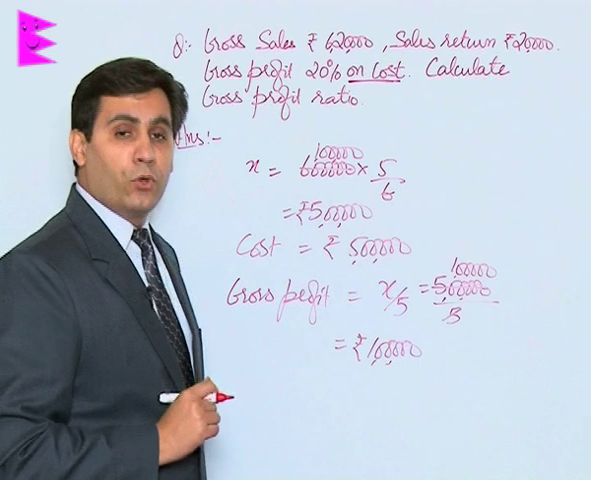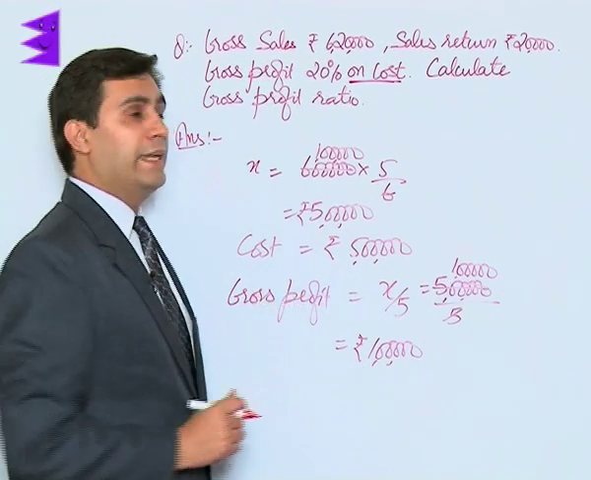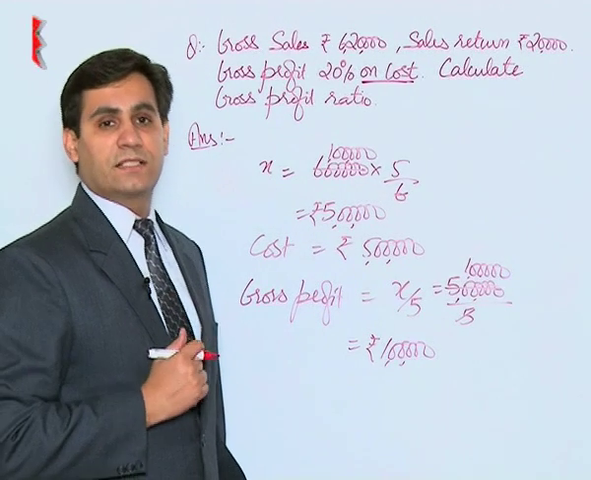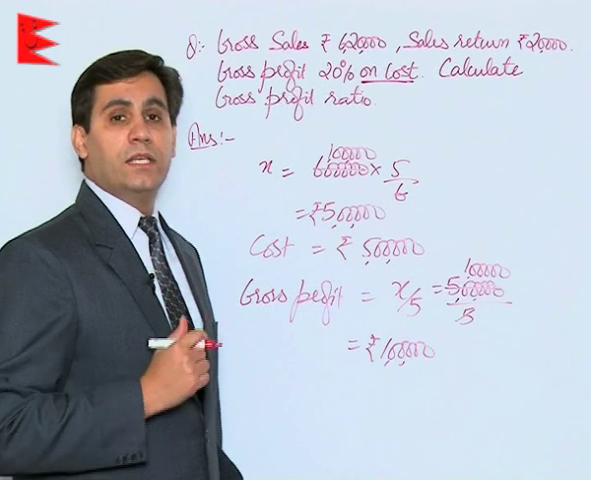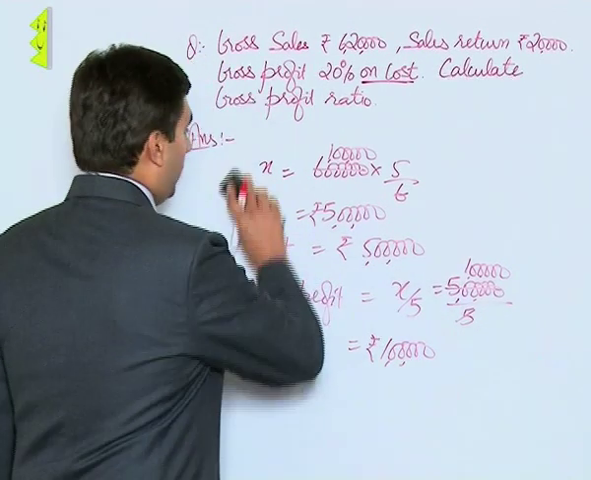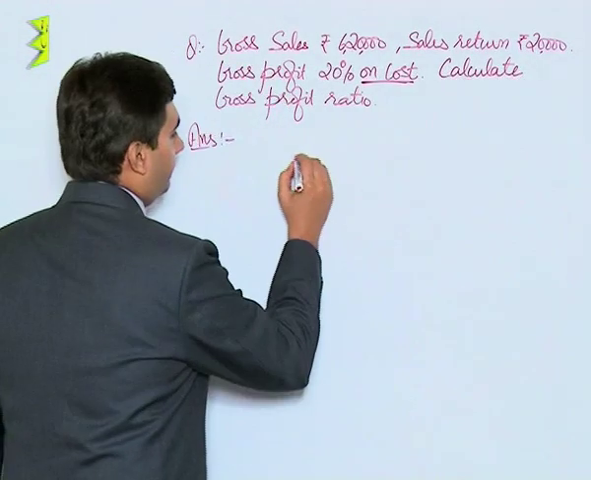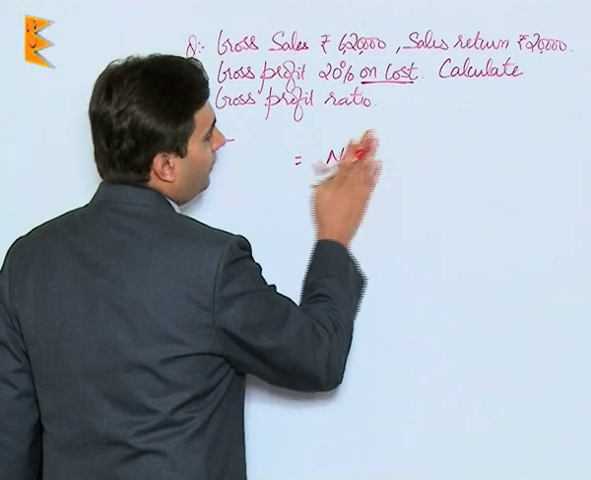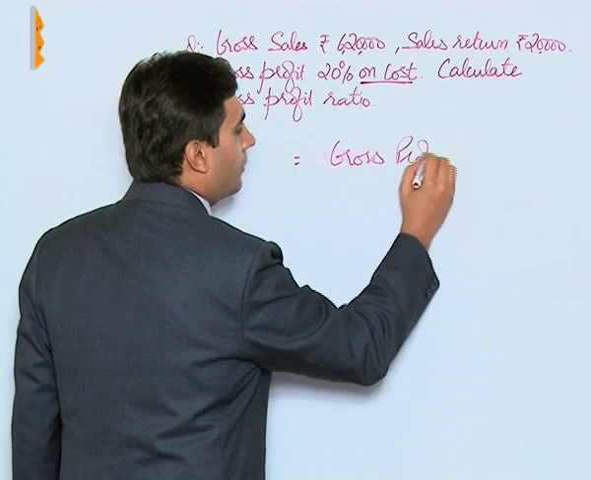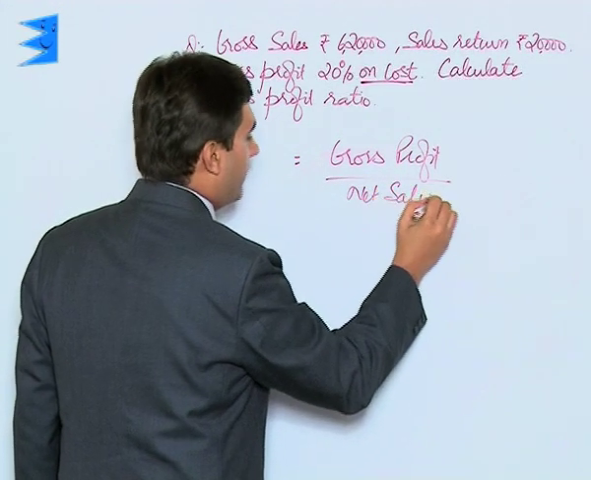So now students, we have both the components of gross profit ratio. Gross profit is 1 lakh and net sales that we had calculated earlier are rupees 6 lakh. Let us see how we can calculate gross profit ratio. The formula for gross profit ratio is gross profit upon net sales.